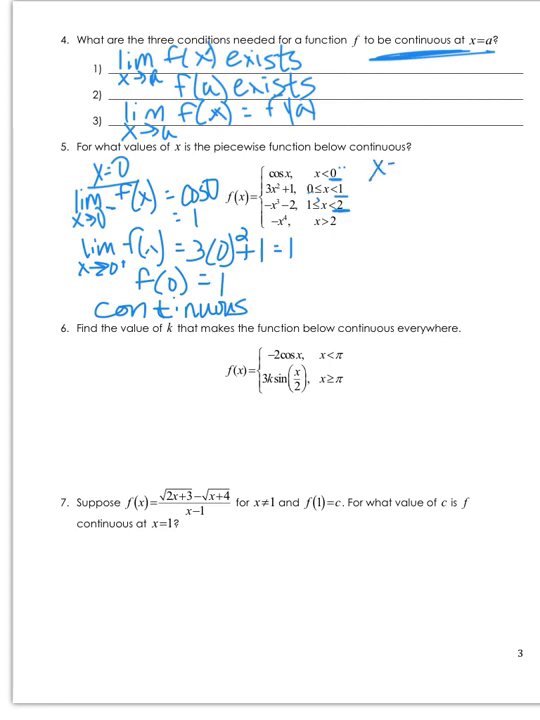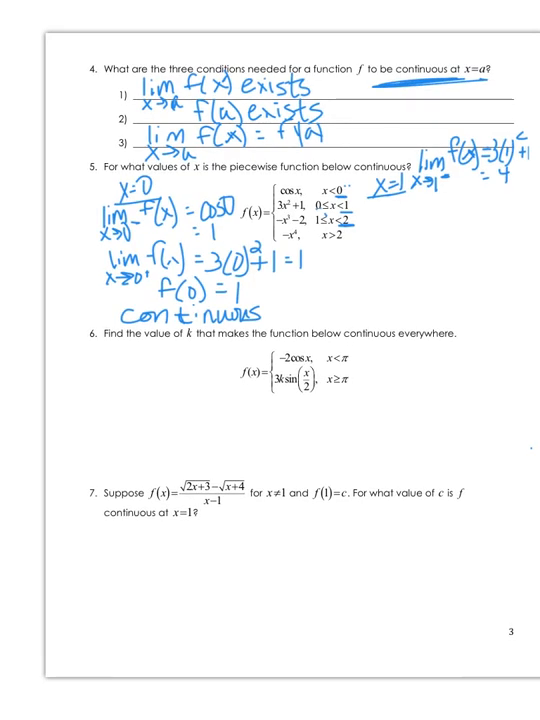I'm going to do the same thing at 1. At x equals 1, I'm going to check the limit as x approaches 1 from the left. I was trying to say before I somehow turned off my recording, I check the second piece of the function. So the limit of f of x as x approaches 1 from the left is the second piece of the function: 3 times 1 squared plus 1. So that's going to be 4.